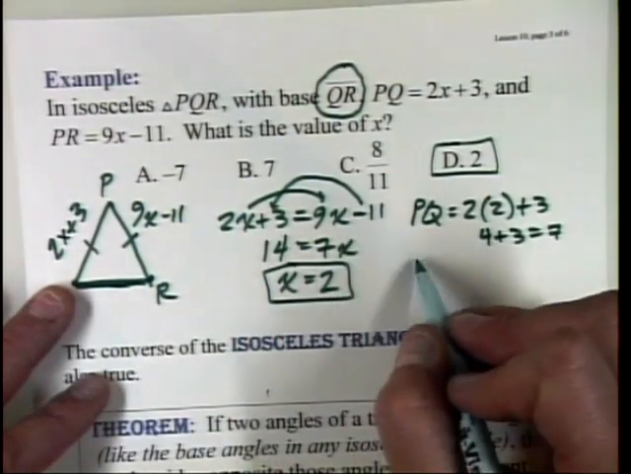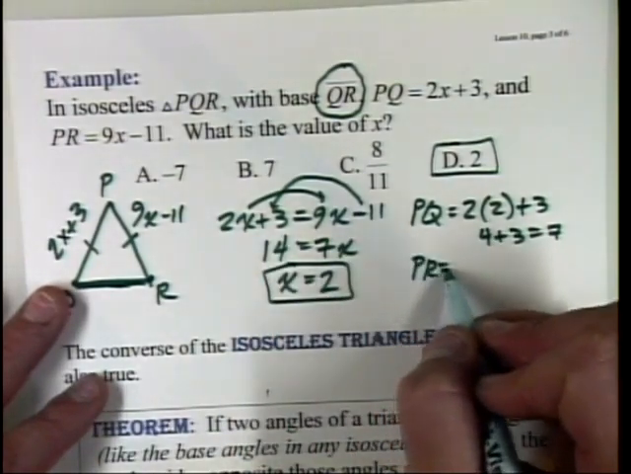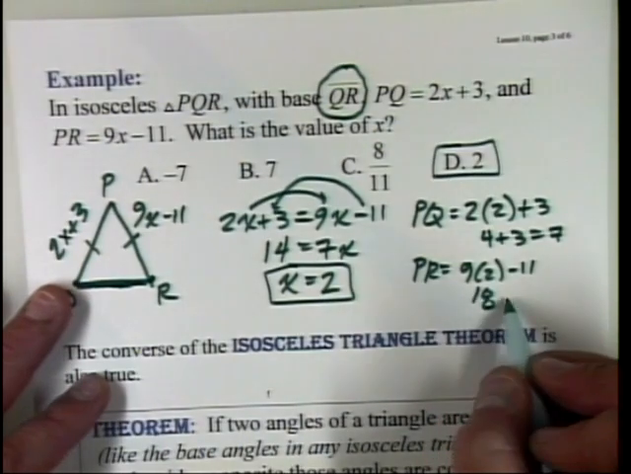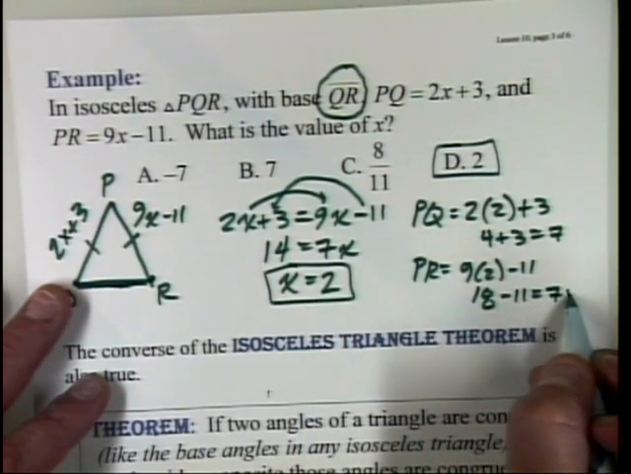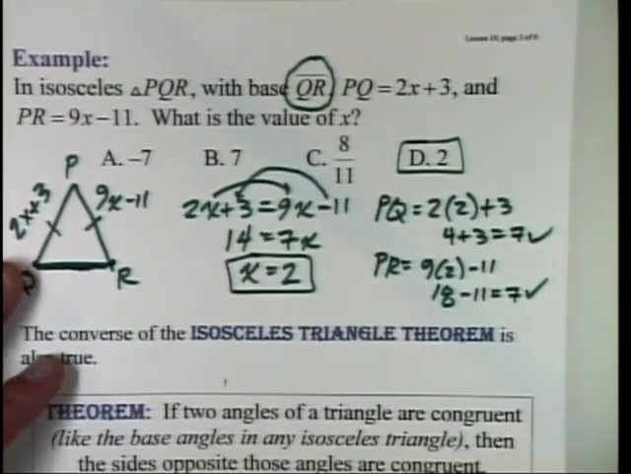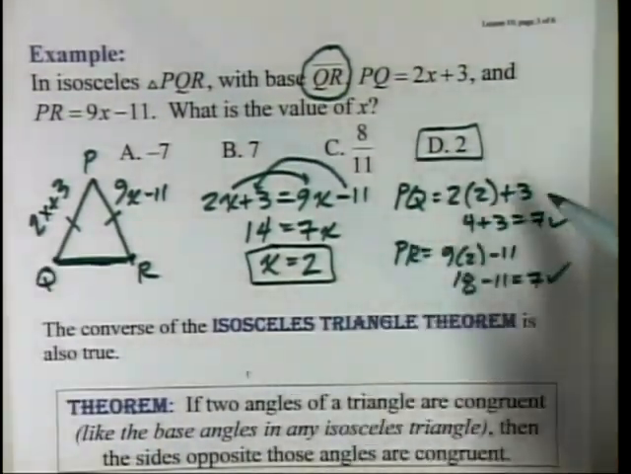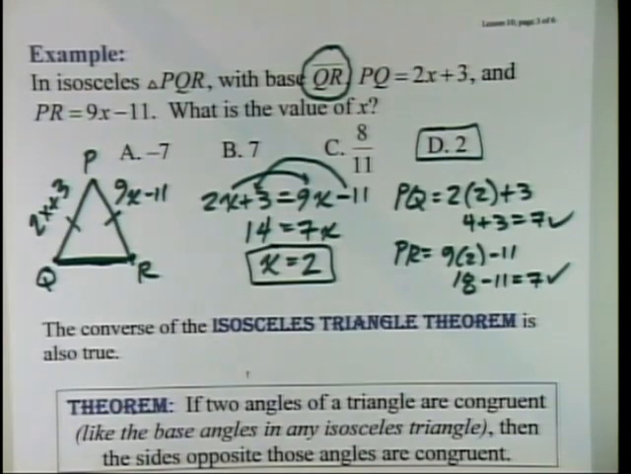And just to verify, if you have the time, you could say then PR is 9 times 2 minus 11, which is 18 minus 11, which should give us the same value of 7. So if you ever have time and you're solving for x, even if it doesn't ask you for the side lengths, you can check yourself to make sure that you found the right answer. Always a good habit to get into.